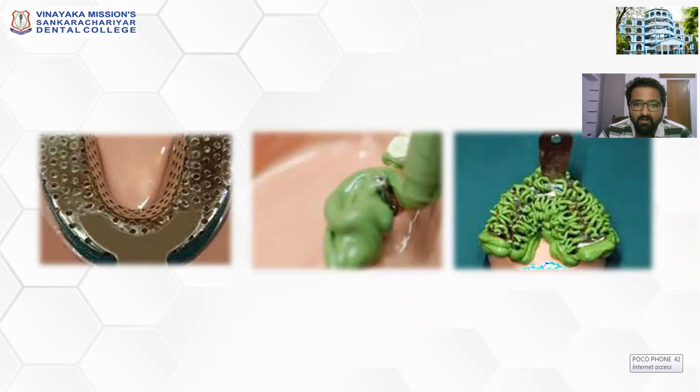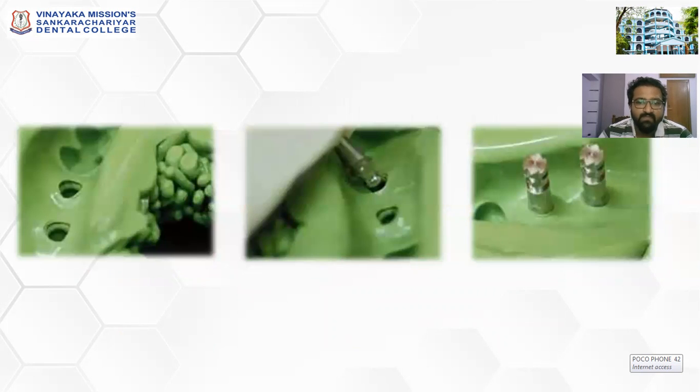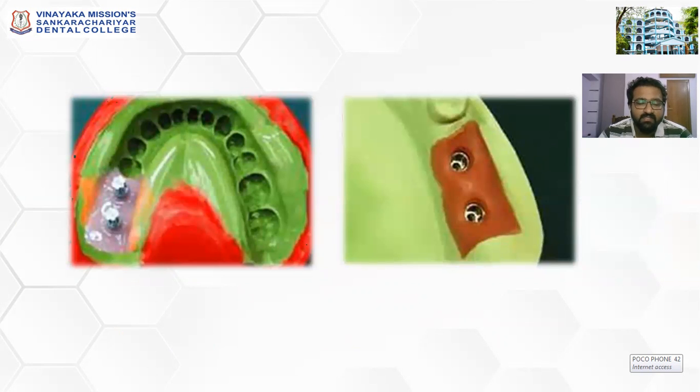You are going to inject the light body material around the transfer coping and then take the impression. After the impression is taken out, you are going to unscrew the transfer coping. You are going to manually place it on the impression, and then on top of it, the implant analog is placed. So this is the method of closed tray implant level impression. This is how the impression will look like.